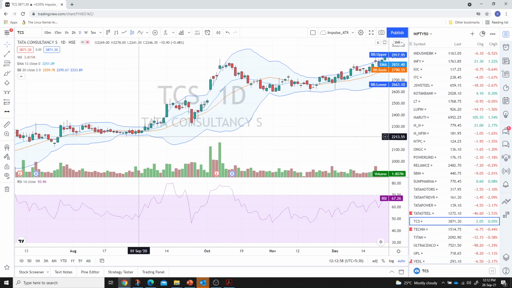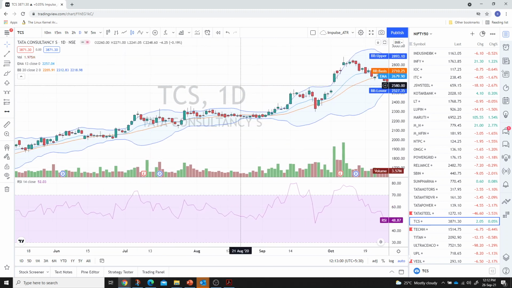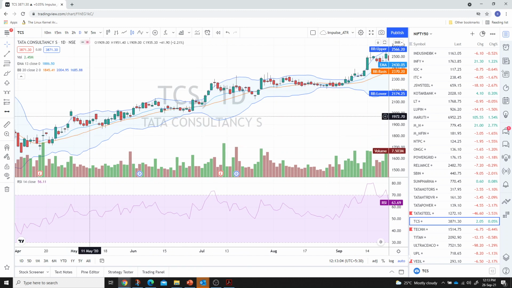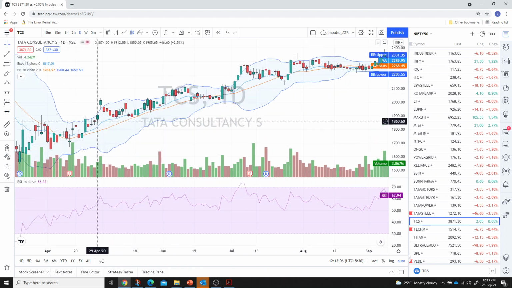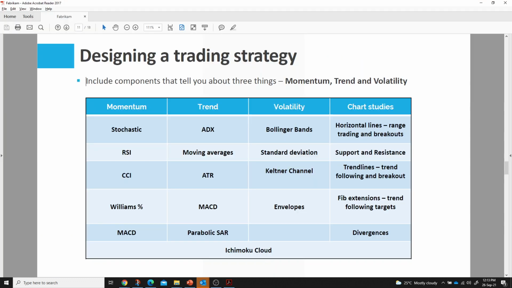But consider volatility in the case. So here you see volatility is increasing when the tube expands, and here it is contracting. So always add volatility into the picture. As we are option traders, it's very important.